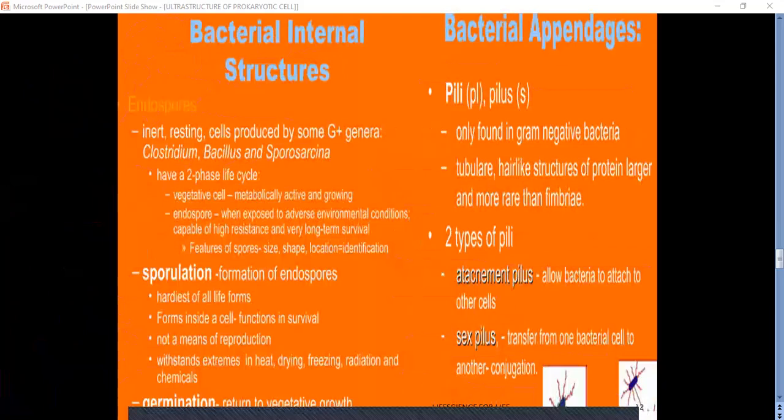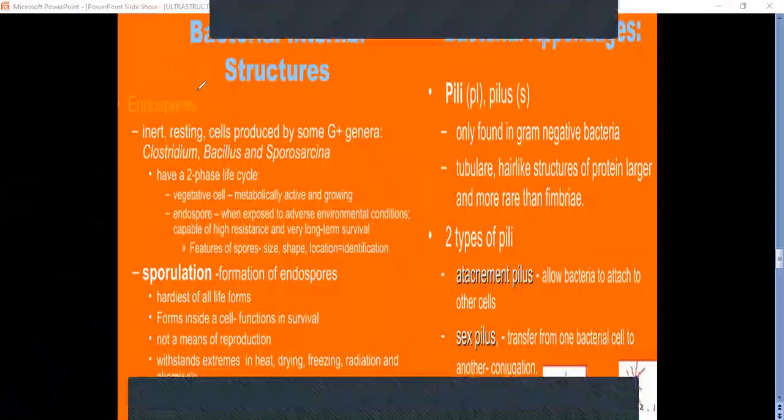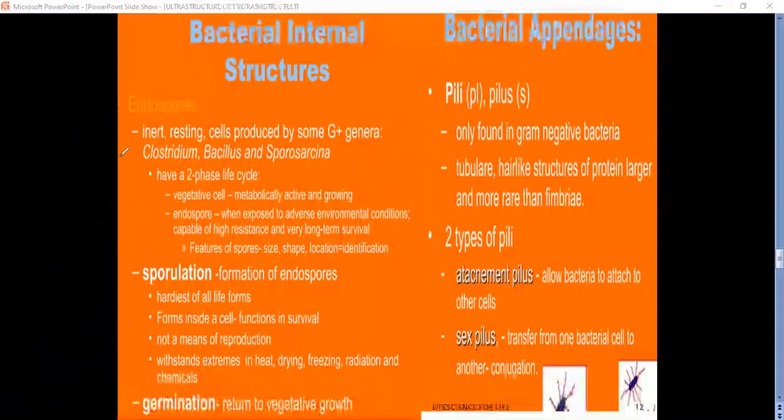Coming to another one, bacterial internal structures. Bacterial internal structures are known as endospores, which are inert resting cells produced by gram-positive bacteria, that is Clostridium, Bacillus, and Sporosarcina. As we already know, the spore is very resistant, and the spore is formed inside the cell. That's why we call it an endospore.